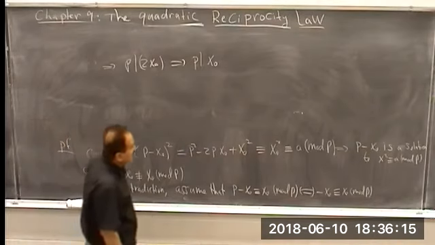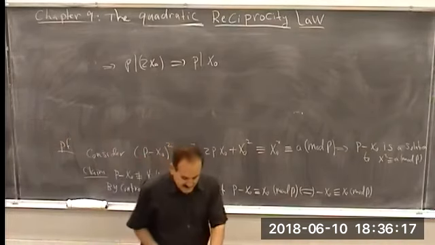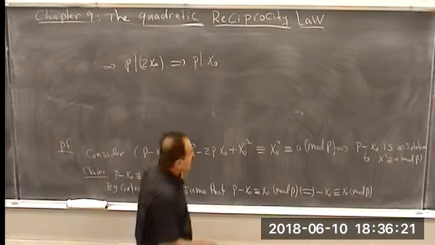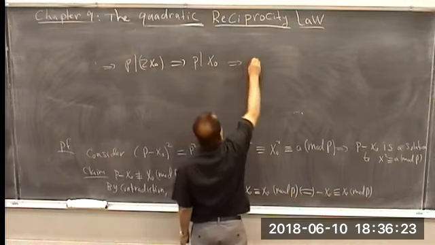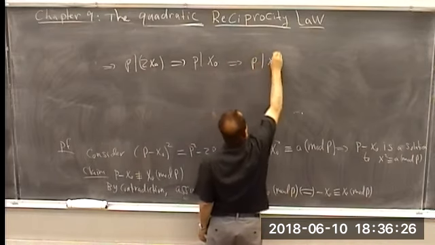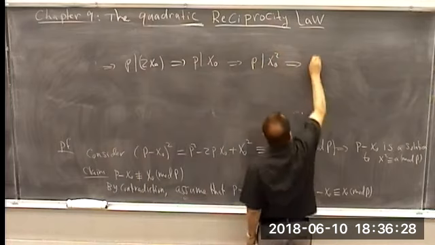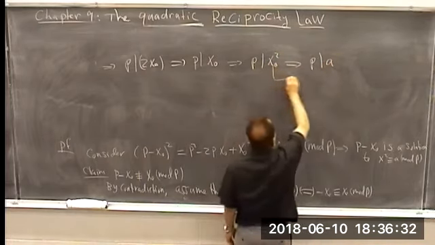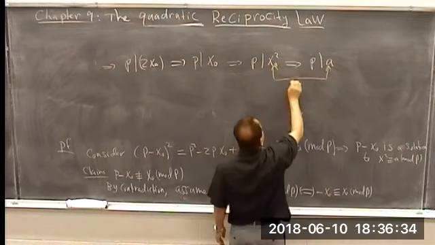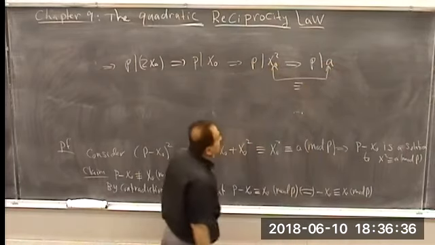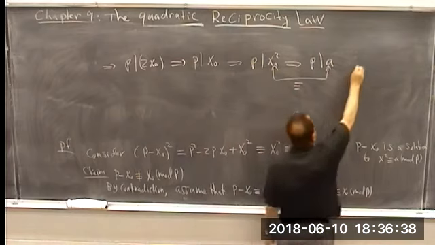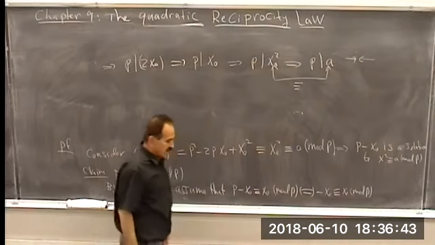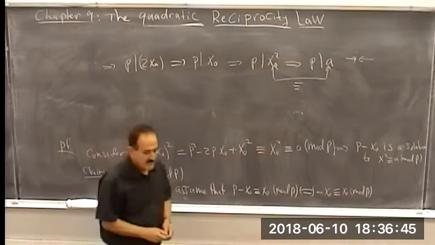Well, and this in itself implies that p divides x sub 0 squared, and this implies p divides a actually, because x sub 0 squared and a are congruent to each other. All right, and this is a contradiction because a is relatively prime to p, so we cannot have that.